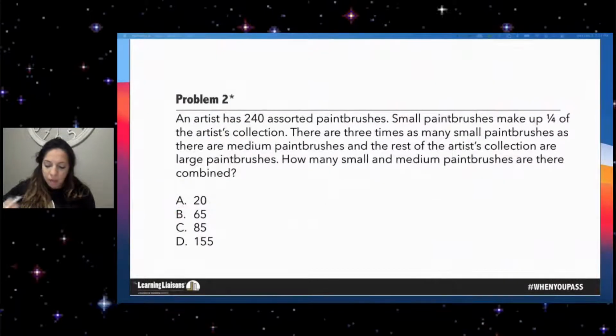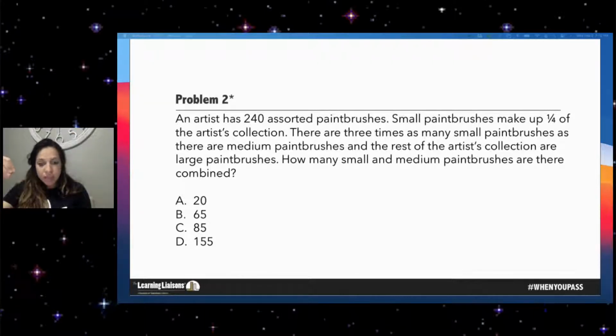This is also a problem from last week's problem set, because we only got through about 8 problems last week. An artist has 240 assorted paintbrushes. Small paintbrushes make up a quarter of the artist's collection. There are 3 times as many small paintbrushes as there are medium paintbrushes, and the rest of the artist's collection are large paintbrushes. How many small and medium paintbrushes are there combined?